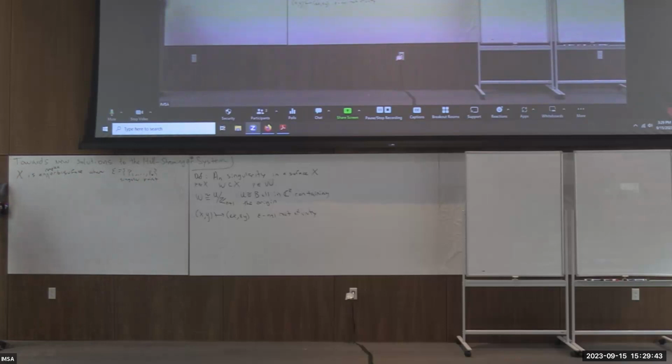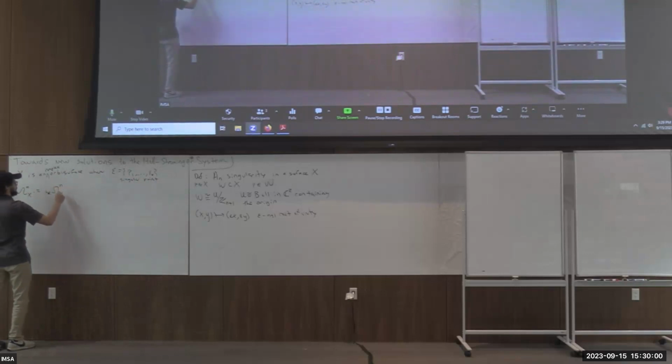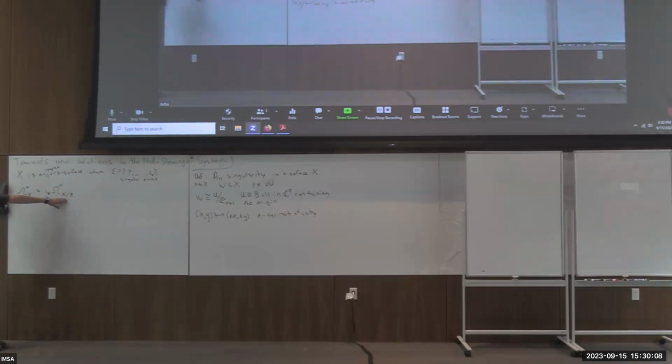We need a notion of a canonical bundle. The definition will be that omega_orb of X is defined as the push forward of the canonical sheaf under the inclusion of X minus Sigma, where Sigma is the set of singular points. This is smooth, so it is well defined. So this sheaf is defined as the push forward of that other sheaf.